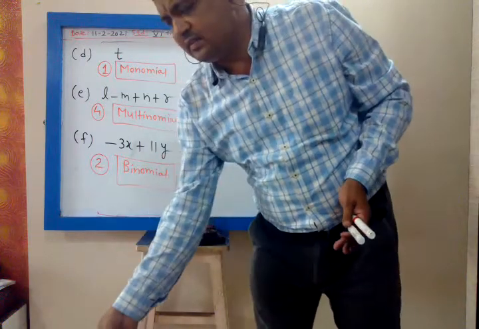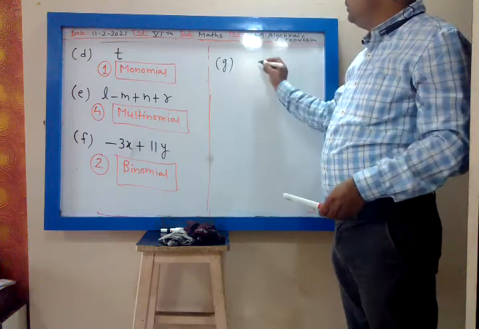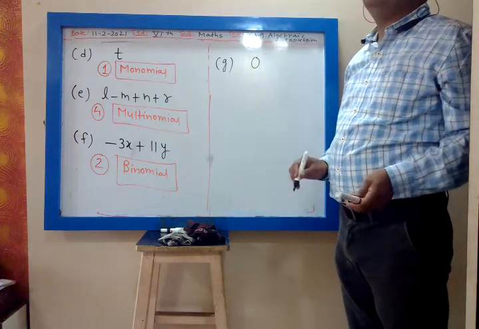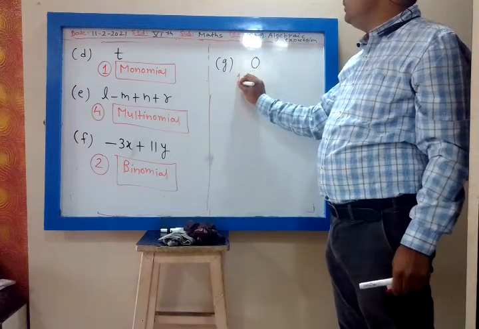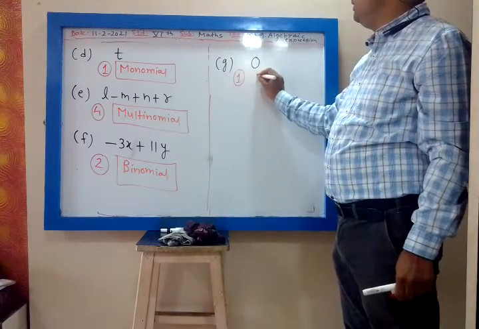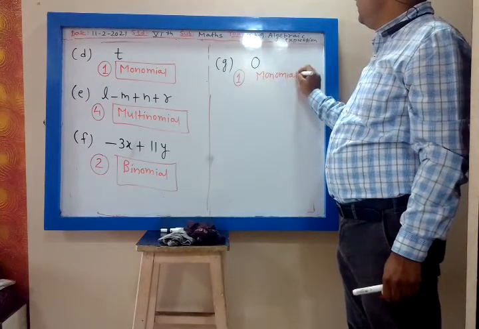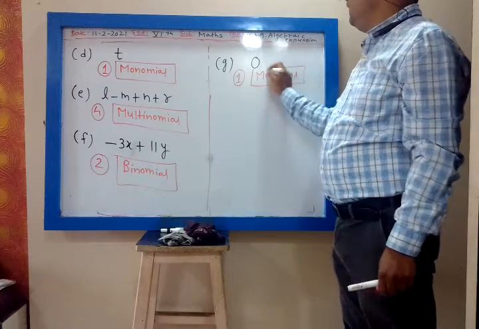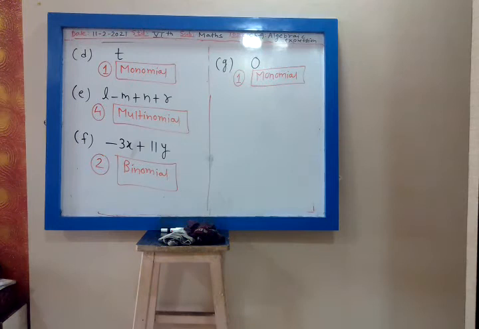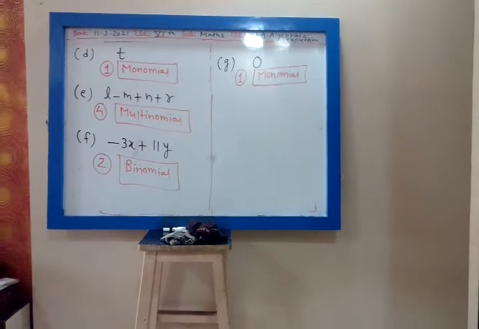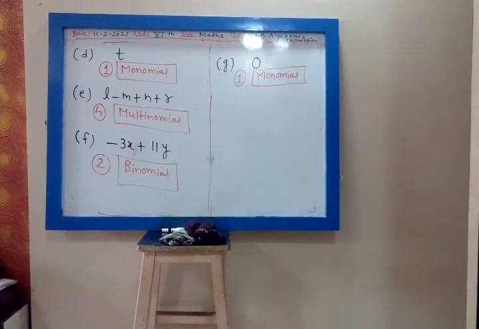Have patience. G is 0. 0 means how many terms? One term. 0 means one term. So it is monomial. You see the answer clearly, I have written it, my dear. Now it is clear.